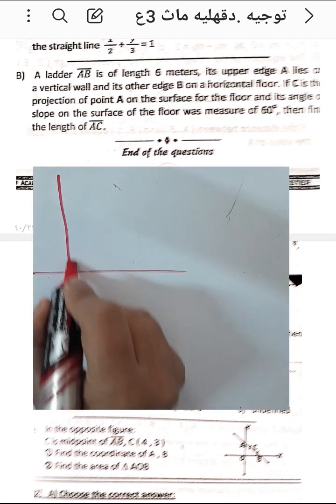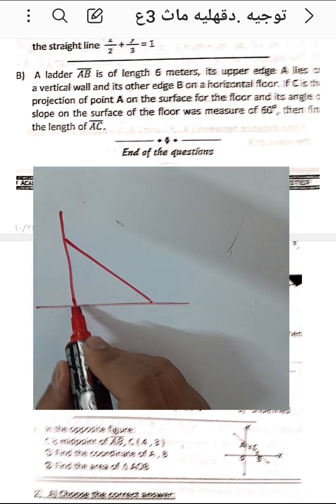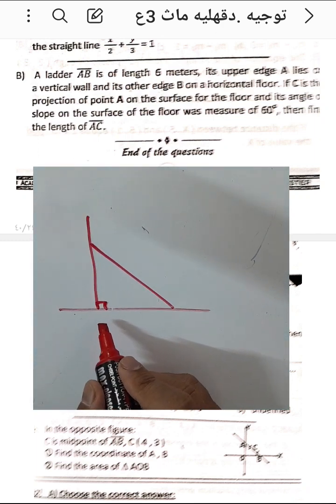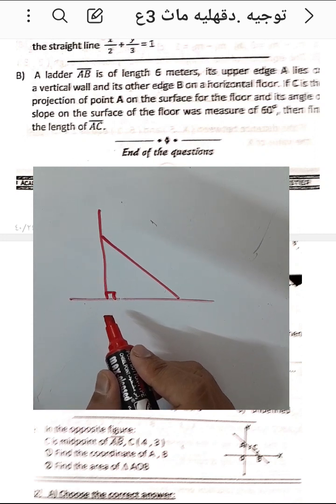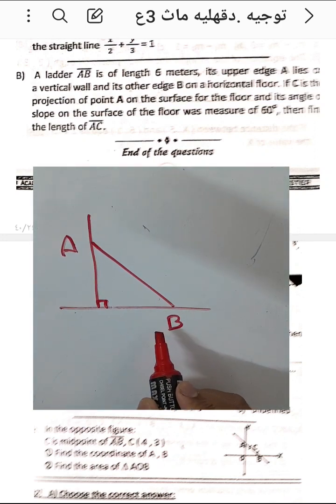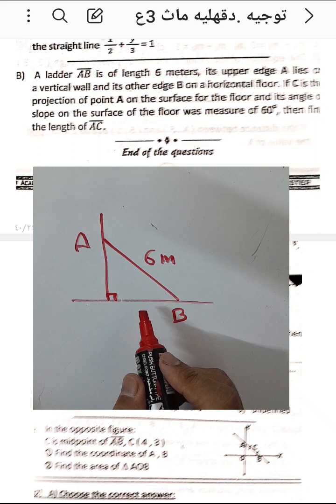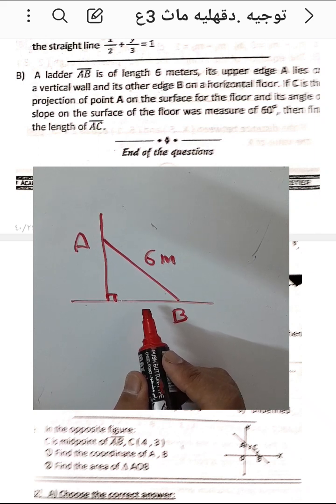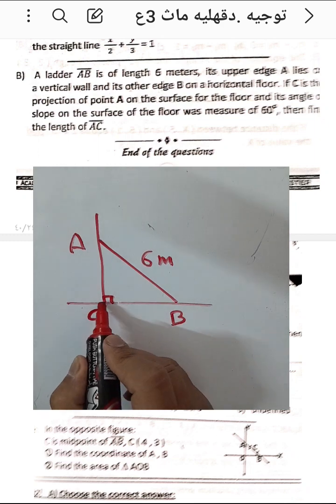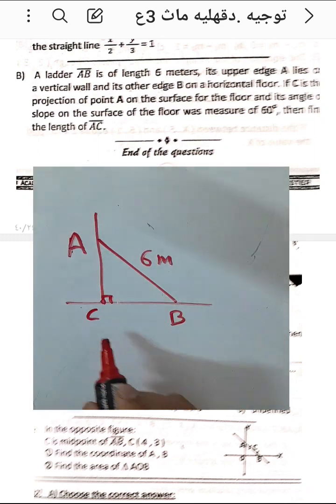Next question, letter B. Ladder AB has a length of 6 meters, its upper edge lies on a vertical wall, and its other end is on the horizontal floor. Okay, we have here the vertical wall and the ladder, with a right angle here. The top, where it lies on the wall, is A, and the other end is B. The length is 6 meters. If C is the projection of point A on the floor, we have here C as the projection of A on the floor.